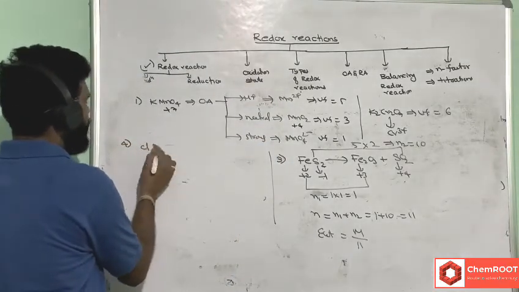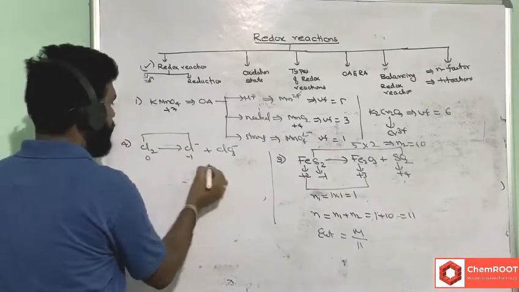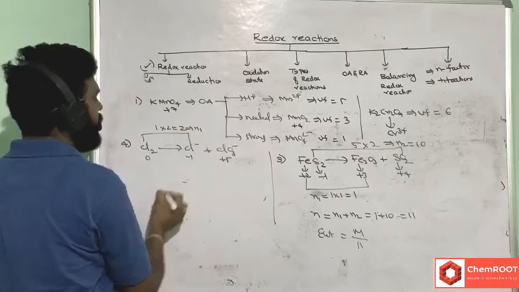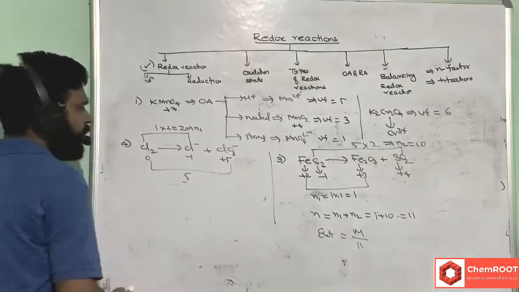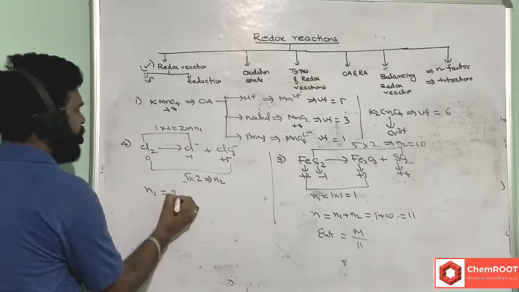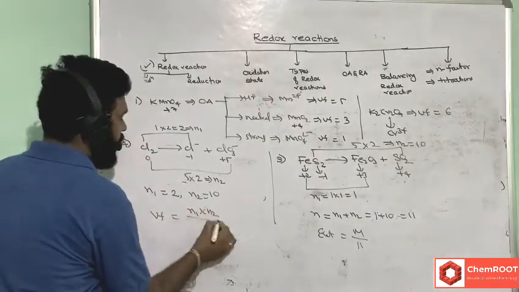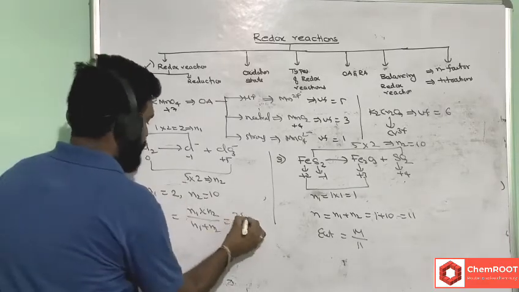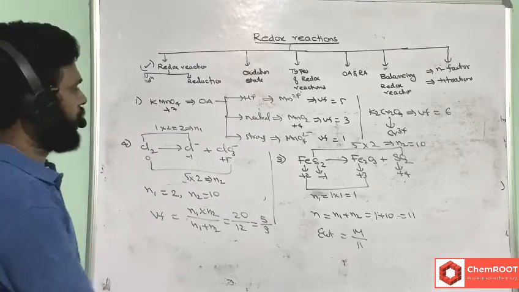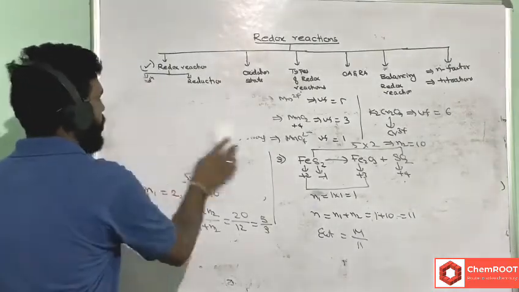Take the disproportionation case, where Cl2 is converted into Cl minus and ClO3 minus. In this case, it goes from 0 to minus 1, and the other goes to plus 5. The change is 1 and 2 atoms are there, so 2. This is N1. And here the change is 5 and 2 atoms are there, so 10. This is N2. So N1 is equal to 2 and N2 will be 10. In this case, how do we find the valency factor? It is N1 into N2 by N1 plus N2. So 20 by 12, which is 5 by 3. Like that we can find the balancing factor for disproportionation reactions. This is another type of example we have.